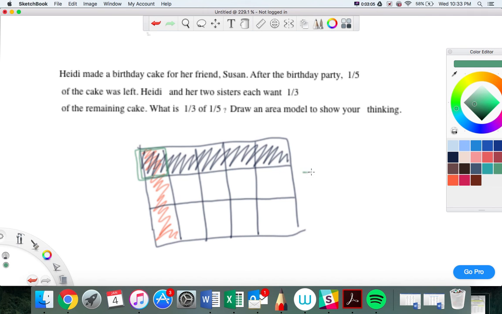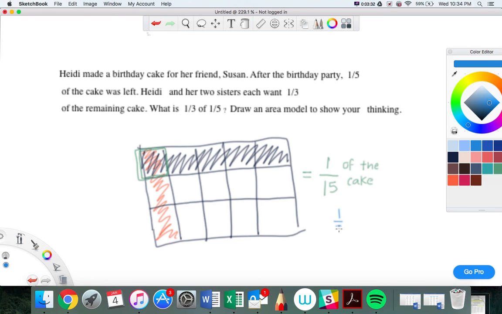And I can figure out what portion. So I have 1 box shaded out of 15 whole pieces. So that's going to be 1/15 of the cake. We can always go back and check and use our number sentence to check it out.